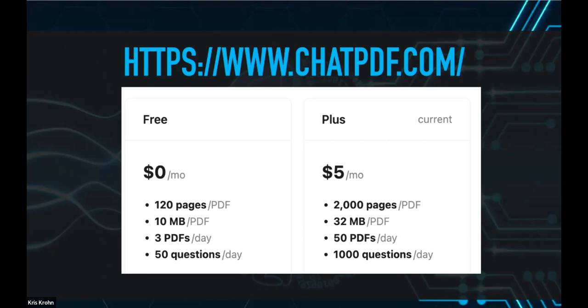If you want to look at the plus option, it's only $5. It allows you to do 2,000 page PDFs, 32 megabytes, which in text is gigantic, and 50 PDFs a day, and you can ask 1,000 questions. So for $5, if it's something you're going to use often or for an extended period of time to go really in depth on something, you can totally do it.